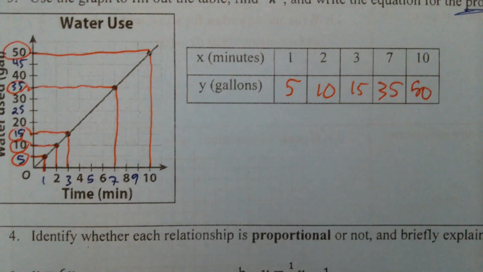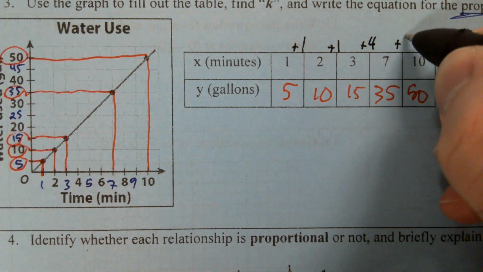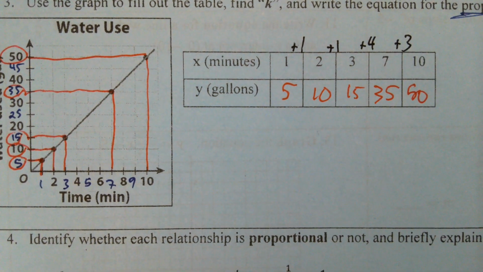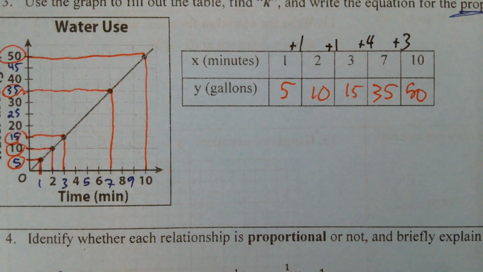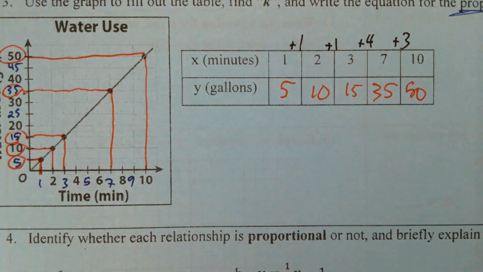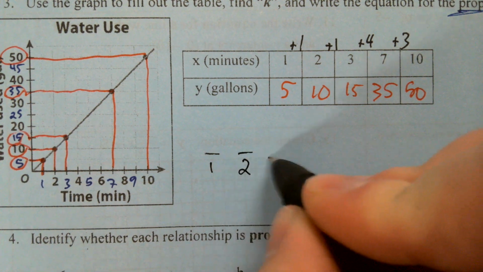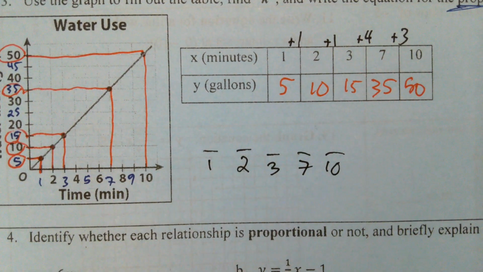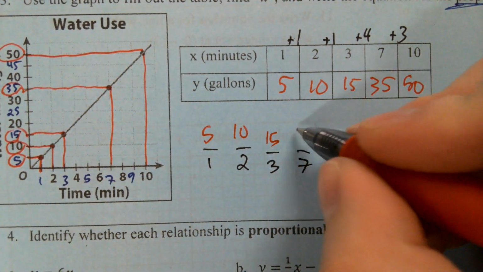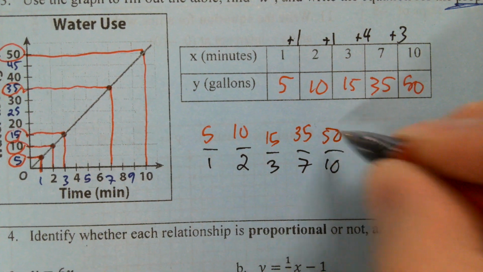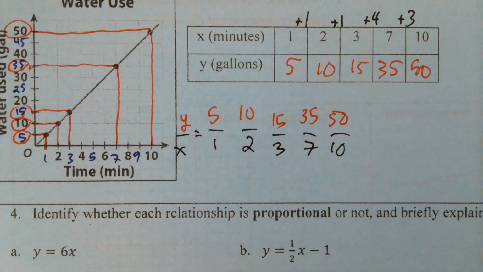Some of you may have seen that if you do your change in x, you get +1, and then +4 and +3. Now typically when we see something like that, our brains tell us, oh, this is not going to work out. But because this is proportional, if we were to set up each of these fractions as ratios, it would look something like this: 5 over 1, 10 over 2, 15 over 3, 35 over 7, and 50 over 10. Y over x.